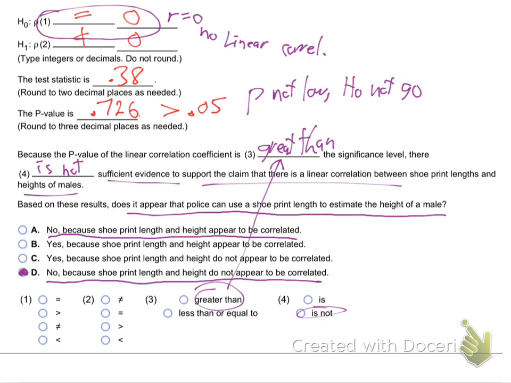There's too much variation. I guess there are too many people with big feet that aren't tall, or vice versa. I don't know how real that data is, but there it is. That's how they make these conclusions. They need strong evidence. We good? These making sense?